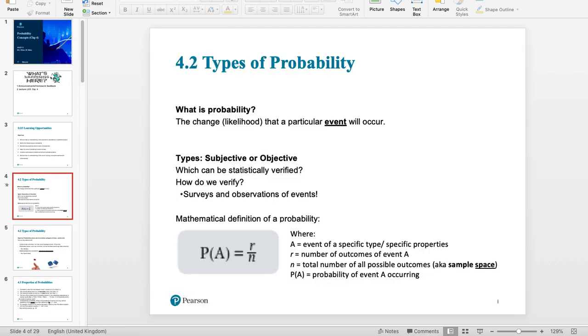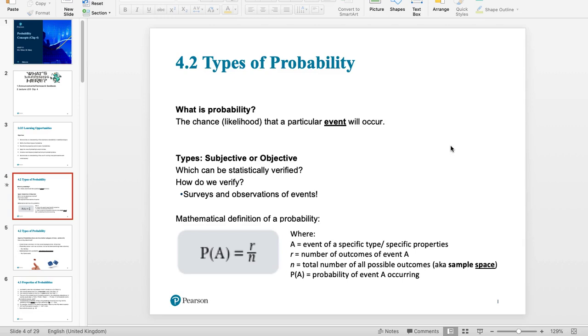What is probability? Probability, by definition, is the chance or the likelihood that a particular event will occur. Because most of the time in statistics we make decisions based on uncertainty. We are not really sure. So with probability, what it allows us to do is to quantify and measure that uncertainty by looking at the chances of whether it will occur or not.